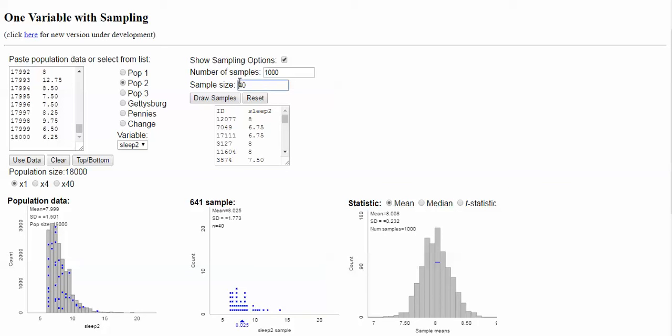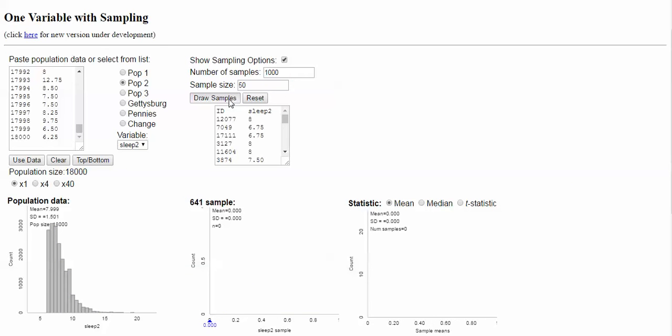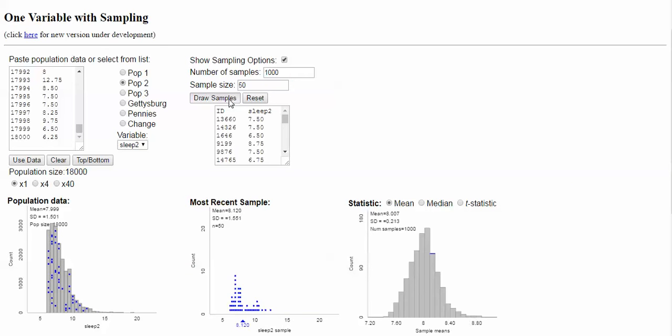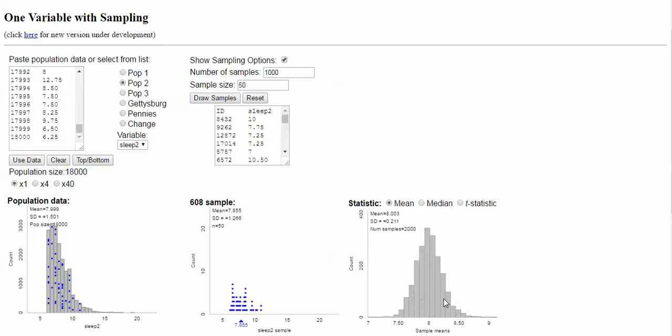And if we went up to 50, like this, it should become even more normal. So now each building block is the mean of 50 people. That's the mean of 50. That's the mean of 50, and that's the mean of 50. It became even more normal because we went up to an even bigger sample size. So remember, the central limit theorem says that if the population is normal, the sampling distribution is always normal. If the population is skewed, the sampling distribution becomes more normal with bigger sample sizes.